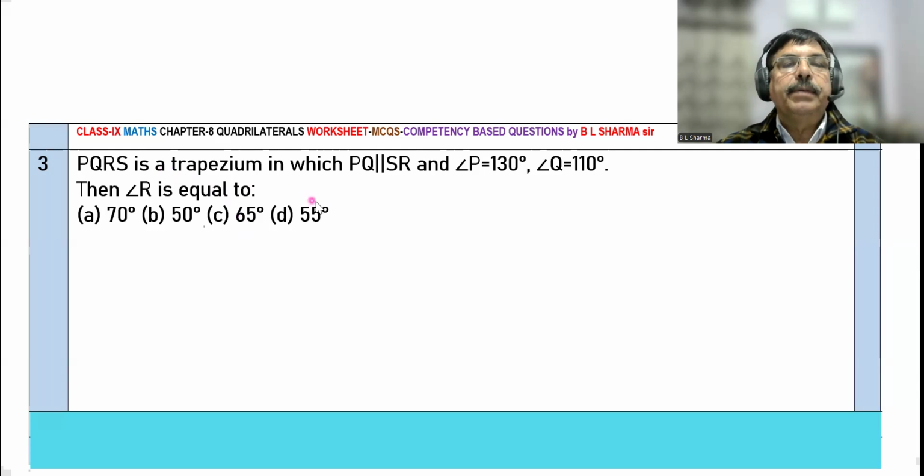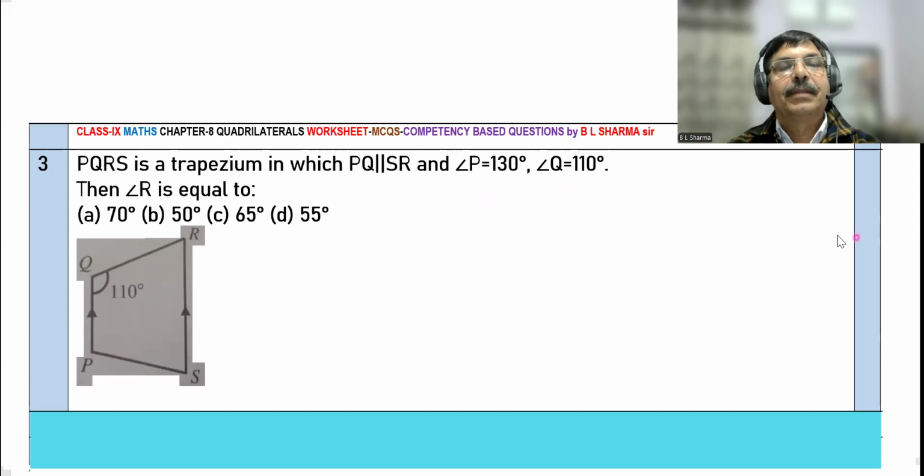PQRS is a trapezium in which side PQ is parallel to side SR and the angle P is equal to 130 degree, Q is equal to 110. Then what about angle R? This angle is 110 degree. This line and these two lines are parallel lines. We know that sum of interior angles is 180 degrees. So this angle is 110, then this angle will be 70 degrees. So that their sum is 180 degree.